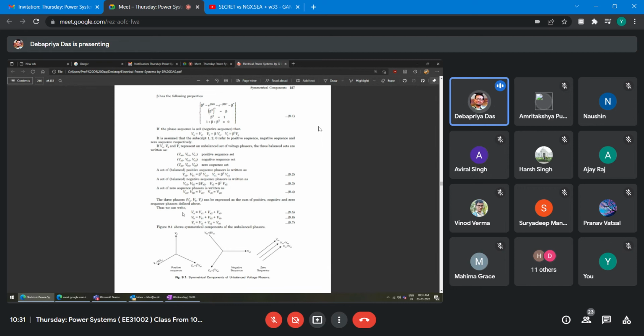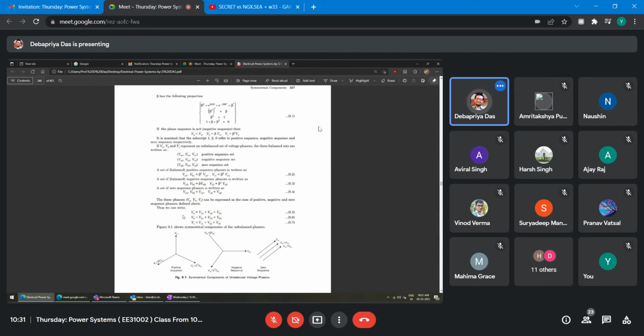A, B, C, and then neutral is there. Mutual coupling happens. In that case, what will happen? Your mutual reactance will be there. Therefore solving this problem will be complicated.